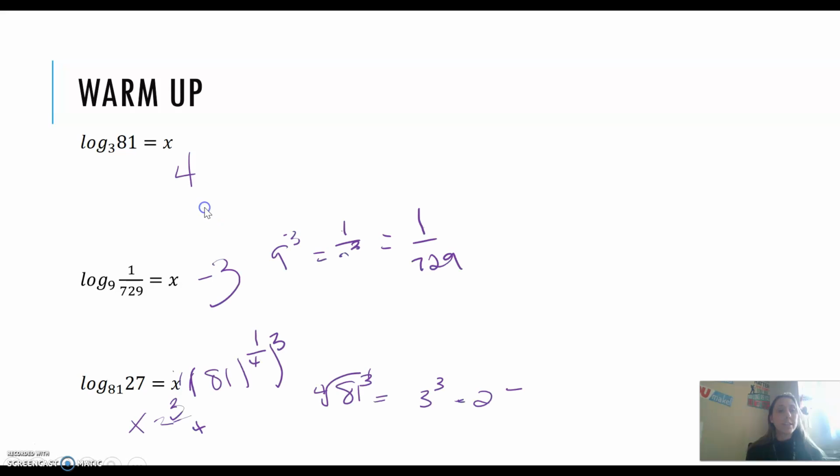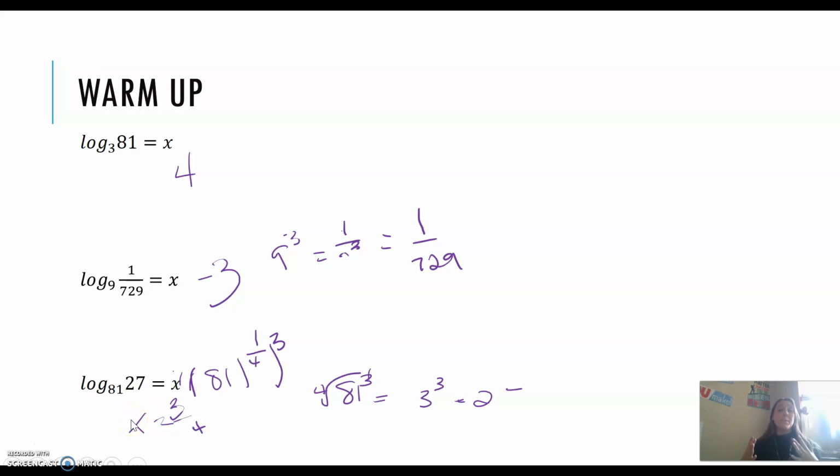Okay, so this first one, you should have gotten 4, because 3 to the 4th power is equal to 81. You should have gotten negative 3, because 9 to the negative 3rd power is 1 over 9 cubed, which is going to be equal to 1 over 729. All right, this one was hard.